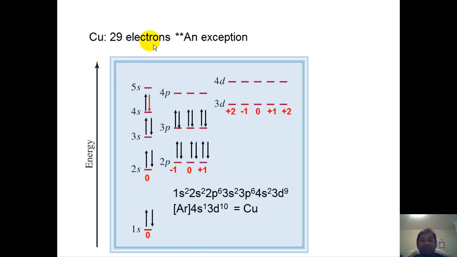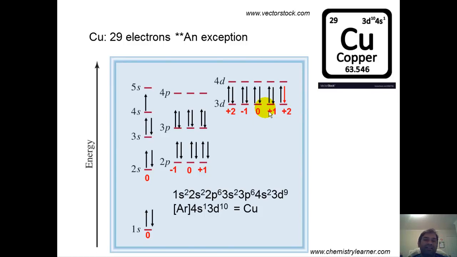After 4s, we fill 3d. That's the order. So 20, 21, 22, 23, 24, 25, 26, 27, 28, 29. This is not the electron configuration of copper. What happens is we have a more stable form, and the more stable form occurs if this electron in red self-promotes to get us a completely filled 3d orbital. Just like in the similar situation of chromium, where we had a half-filled 3d orbital, here we're going to have a completely filled 3d orbital.